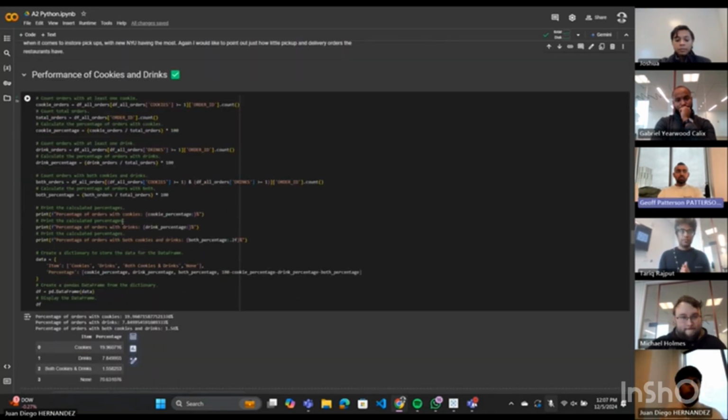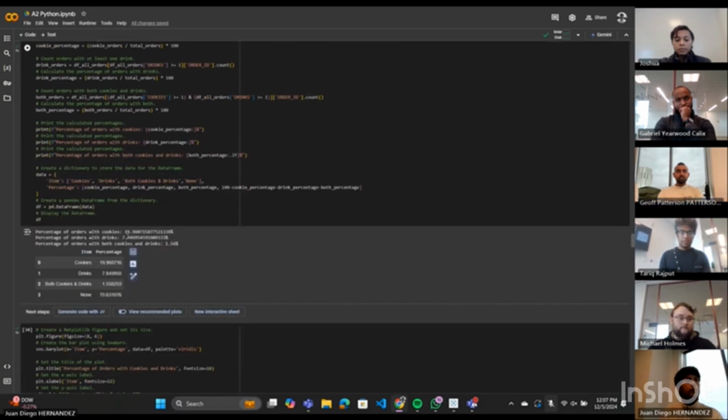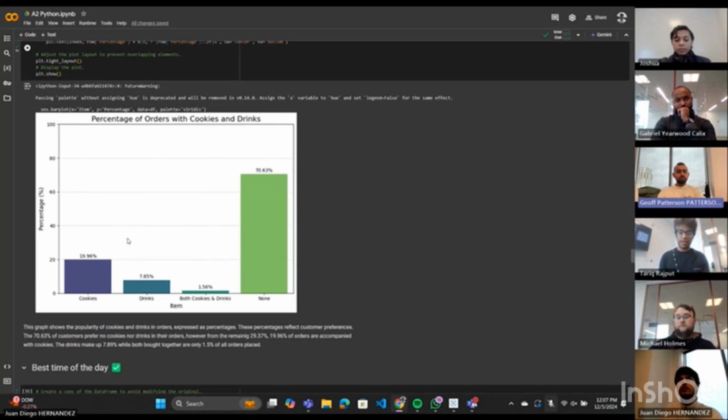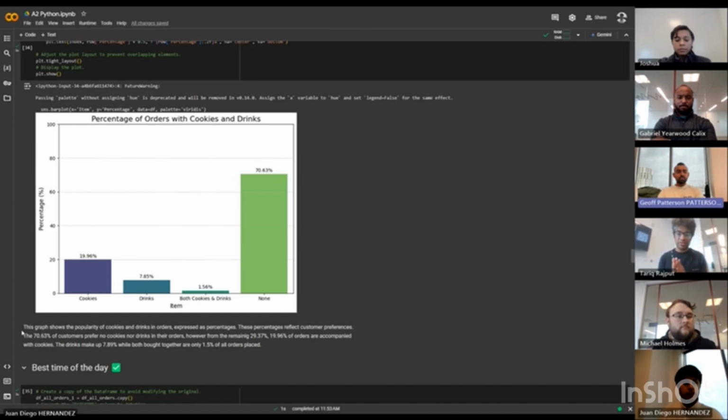So this graph shows the popularity of the cookies and drinks in orders, expressed as percentages. These percentages reflect customer preferences. 70.63% of customers prefer no cookies nor drink in their orders. However, from the remaining 29%, 19.96% of the orders are accompanied with cookies. The drinks make up 7.89%, while both bought together are only 1.5% of all the orders.